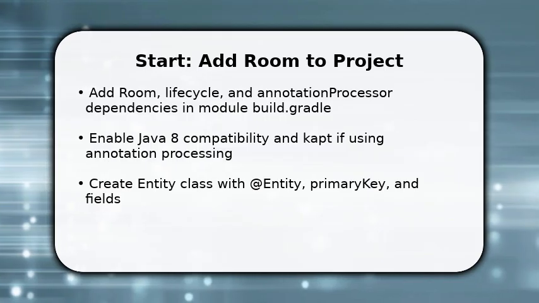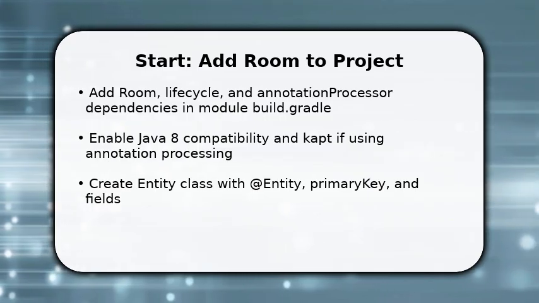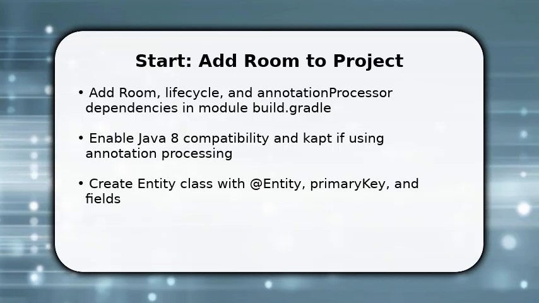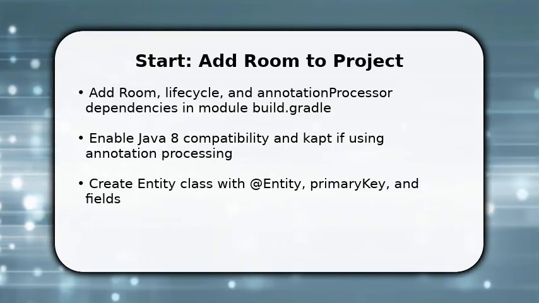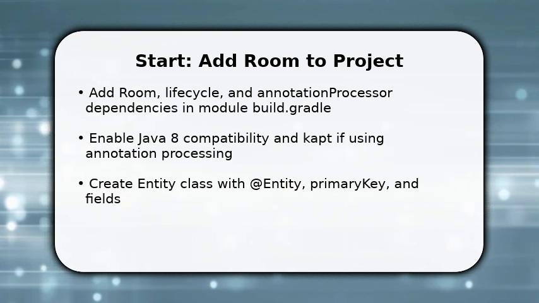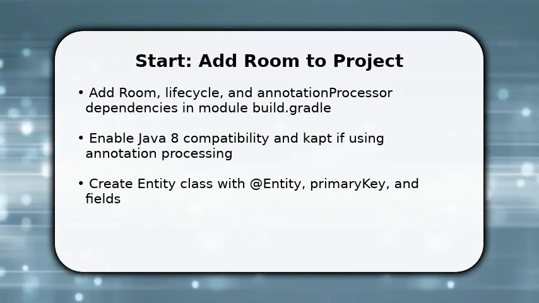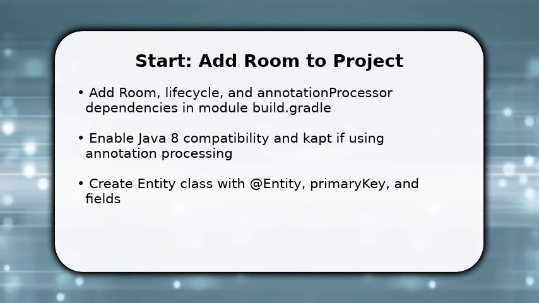Next, create an entity model class that maps to a table and define a primary key and fields. This step establishes the schema. It's critical because Room derives SQL and migrations from these Java model definitions, reducing manual SQL work.